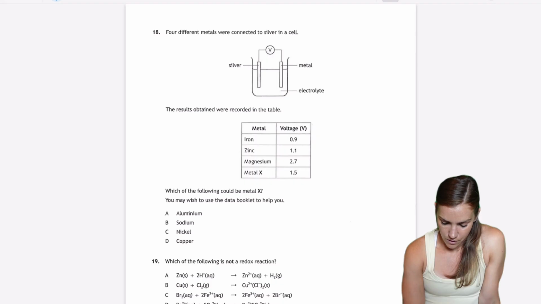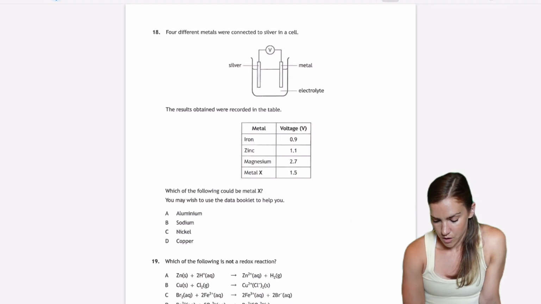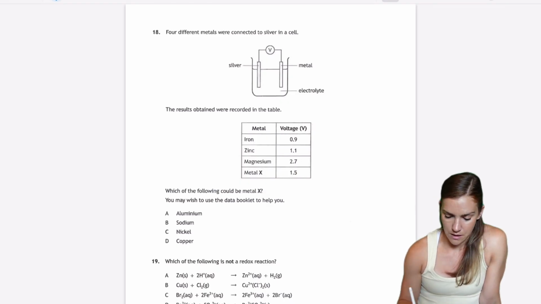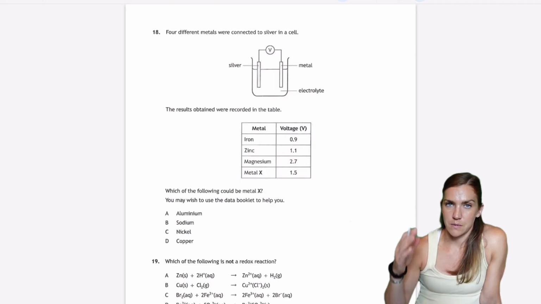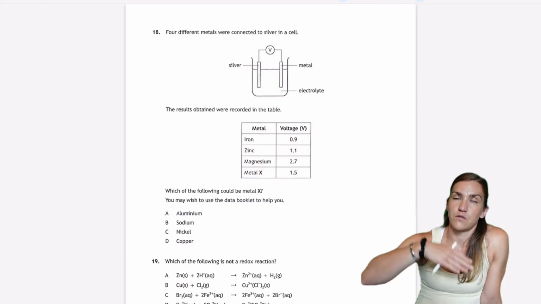Question 18, which of the following could be metal X? So everything's connected to silver. If we have a look at what the voltages are, magnesium is the highest, and that's because it must be the furthest away from the silver. The metal X that we're trying to find is lower than magnesium, which means that it must be closer to silver than magnesium, but it's giving a higher voltage than zinc, which means it must be further away from silver than zinc.